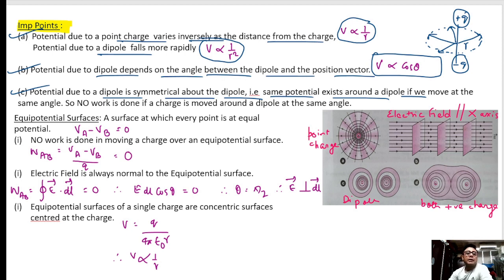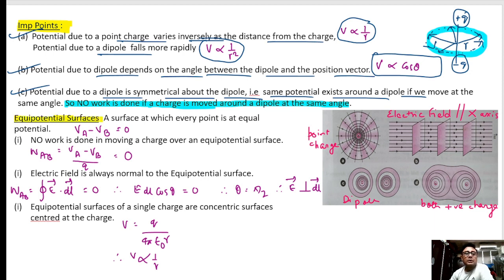So if I want to move around that symmetrical line, no work will be done. No work will be done if I take a charge like this and move around the dipole. Clear?